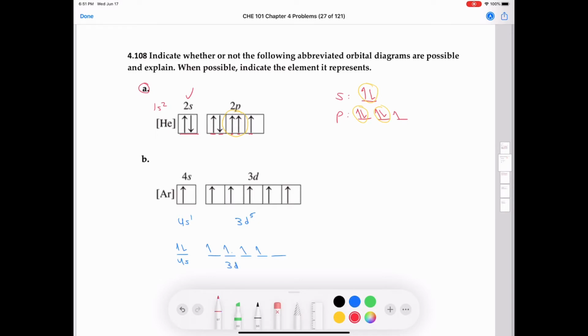orbitals. But what happens is one of these electrons gets promoted or moved into the 3d orbital. And the reason why is because, again, an electron from the 4s sublevel is promoted to the 3d sublevel to give added stability of a half-filled d sublevel. So again, this would represent chromium.